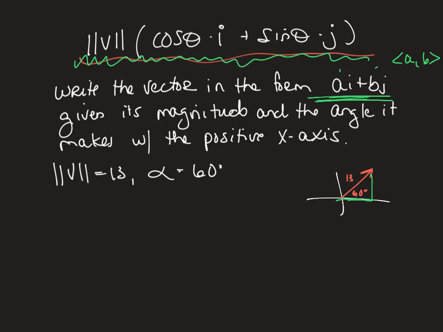All right, so literally all you have to do for this is take your magnitude. I'll try to color code it so it looks a little nicer. 13 times the cosine of 60 degrees, times i. Now, it's important that you don't try to type in cosine 60i in your calculator, plus sine of 60 degrees.